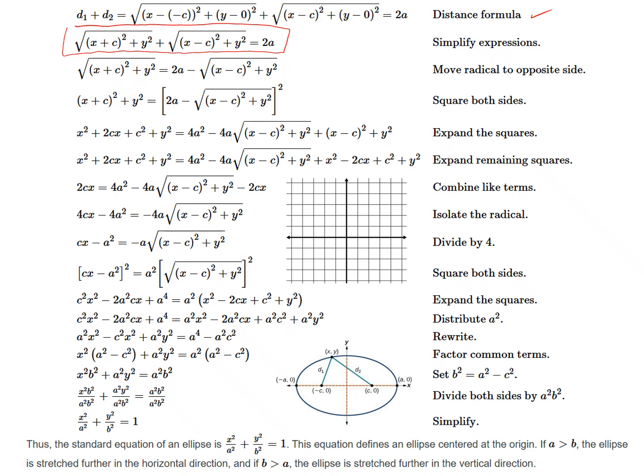Then after simplifying the expression, we transpose one of the radicals to the other side. Considering this radical, we have this part here. Transposing this to the other side, this becomes like this. So we move the radical to the opposite side, and then after that, we square both sides.